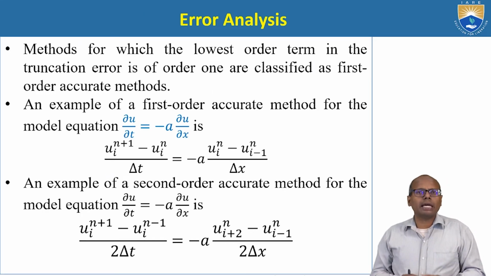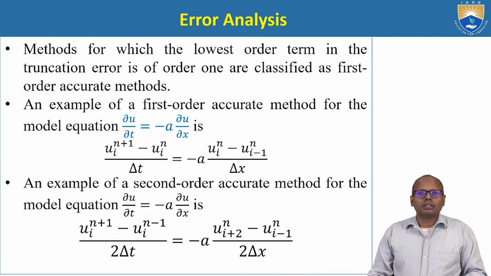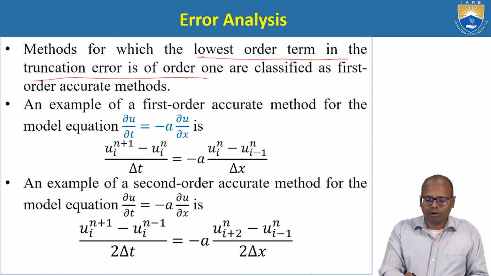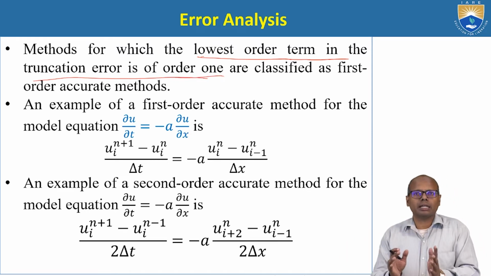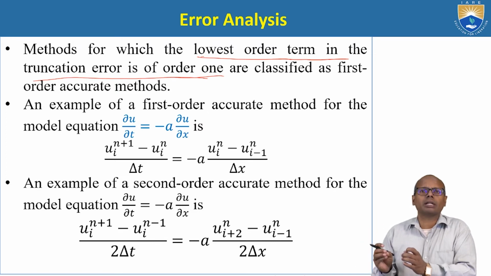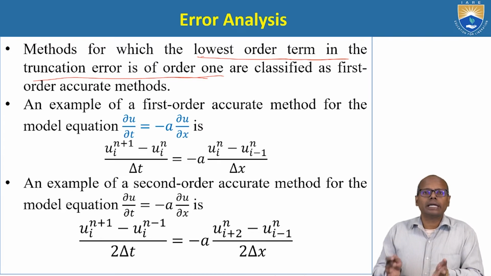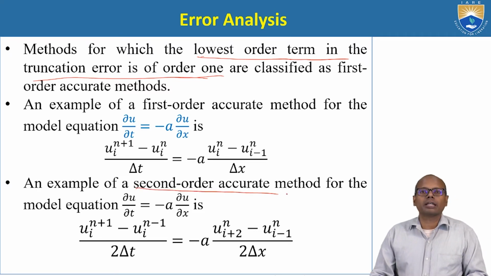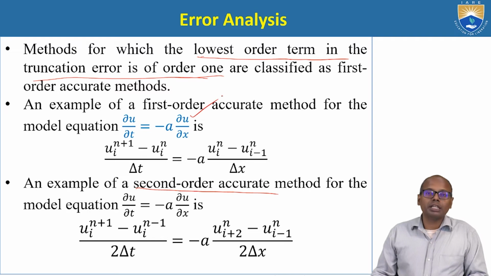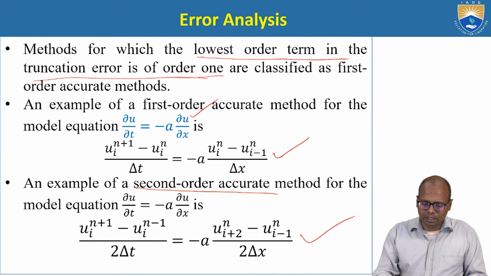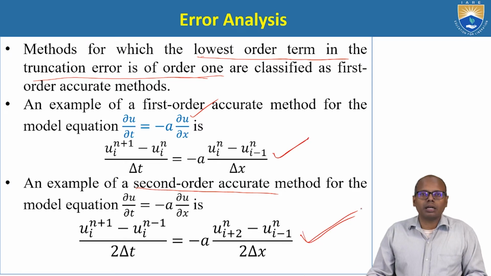So there is something called error analysis. What we have seen is a stability analysis. Now we will see what error analysis is. Suppose the lowest order term in the truncation error is of order 1, then it is called a first order accurate method. If the lowest order is 2, then we can say it is a second order accurate method. So for this diffusion equation, this is the first order accurate method and this is the second order accurate method.